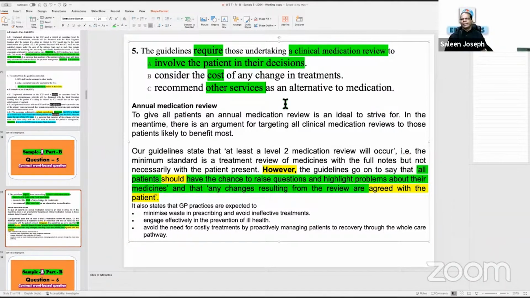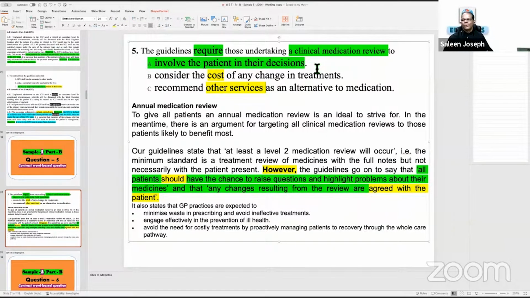If you know what a clinical medication review is, you will not bother about the cost. You will not bother about services, referrals. But you see, however, the contrast word appears here. The guidelines go on to say that all patients should have the chance to raise questions and highlight problems about their medicines, and that any changes resulting from the review are agreed with the patients, which means involve the patient in their decisions. Is that clear?